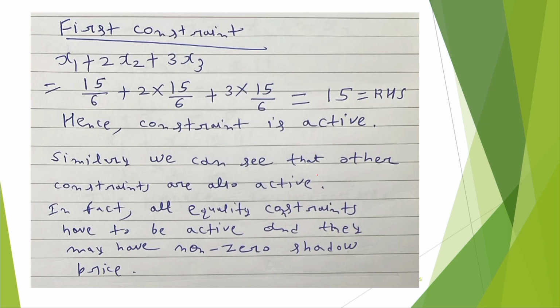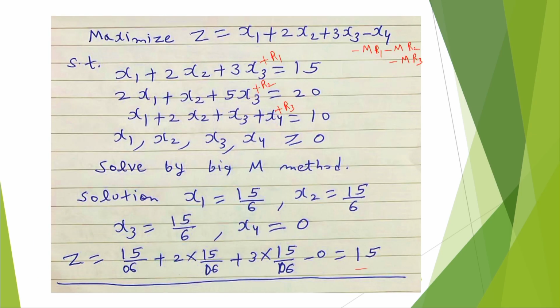Similarly, we can see that other constraints are also active because they have to be active. In fact, the equality constraints have to be active. There is no way out. If you are solving the LP problem, they have to be active and they may have non-zero shadow price. Shadow price means unit worth of the resource. So if a constraint is active, then its unit worth of resource can be something, or of course 0 also, but if it is inactive, then it has to be necessarily 0.